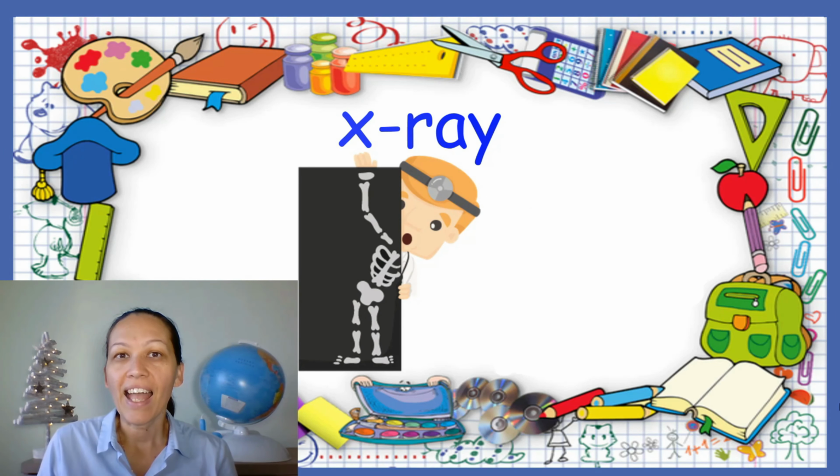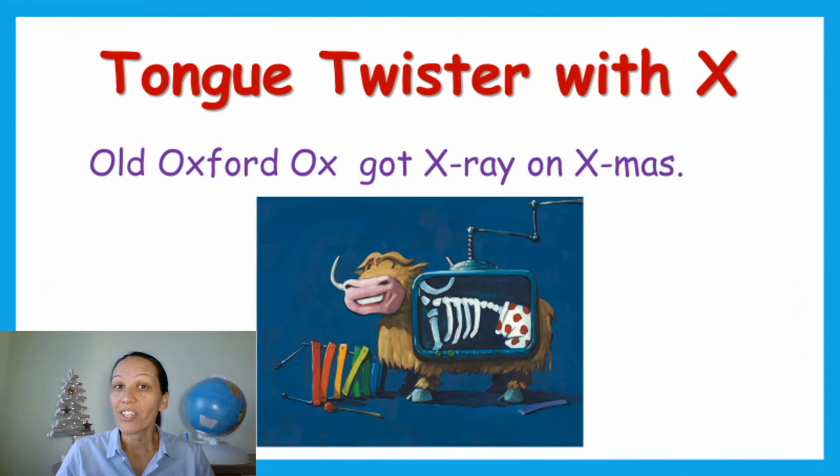X-ray. Let's try to practice the sound X with tongue twister. Let's start. Old Oxford ox got X-ray on Christmas. Let's read it slowly. Old Oxford ox got X-ray on Christmas. Let's try it quickly. Old Oxford ox got X-ray on Christmas.